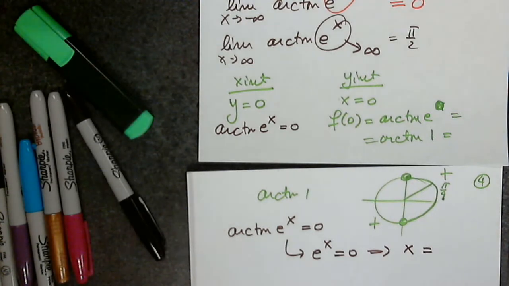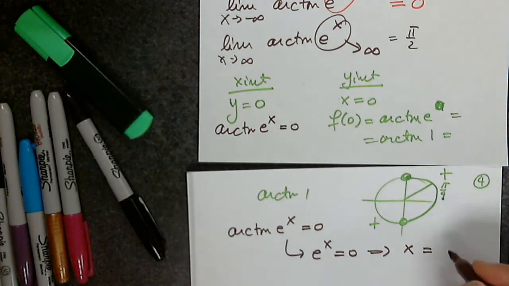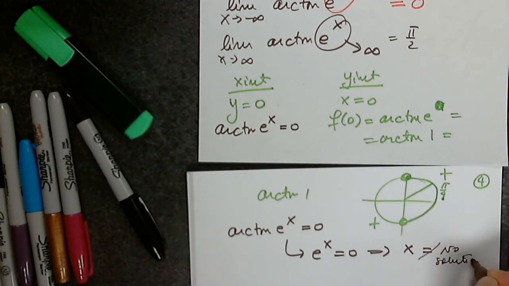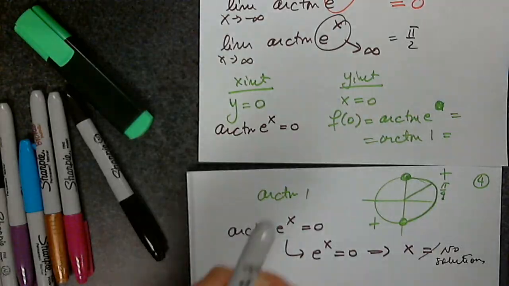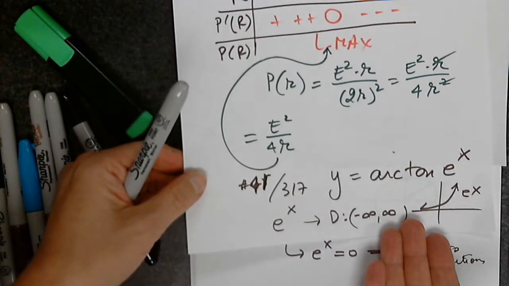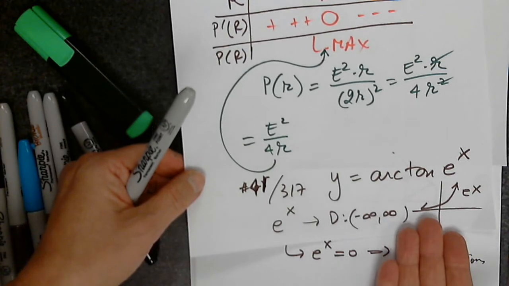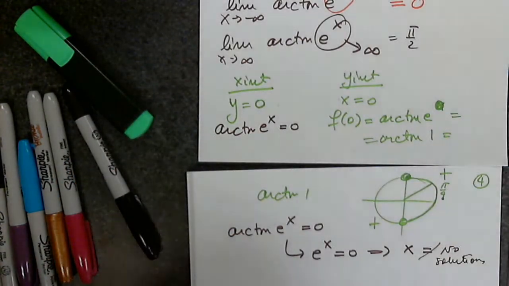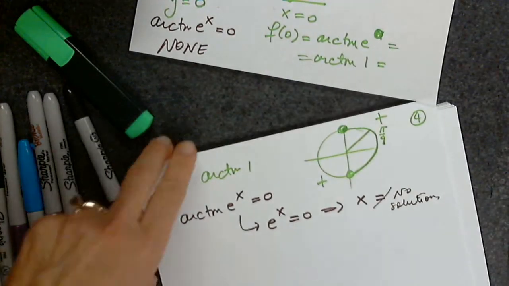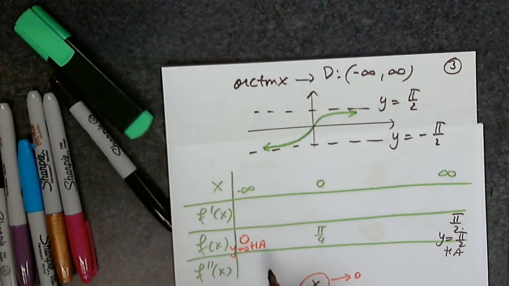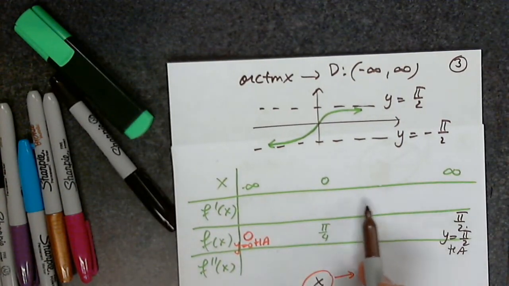Therefore, x must be... Does this have solutions? No. No solutions. E to the x, we know that. Let's look at the graph for a second. E to the x is never 0. The limit is 0, but e to the x is never 0. Good. So there are no x-intercepts. None. So that's all I have about the function itself. I'm ready to move on to the first derivative.